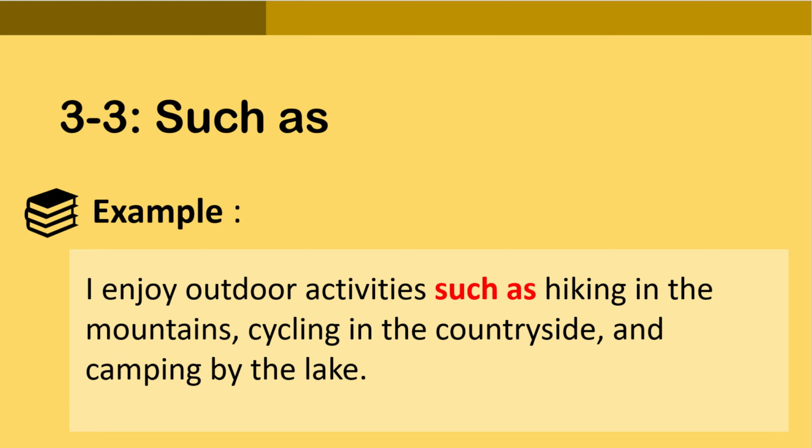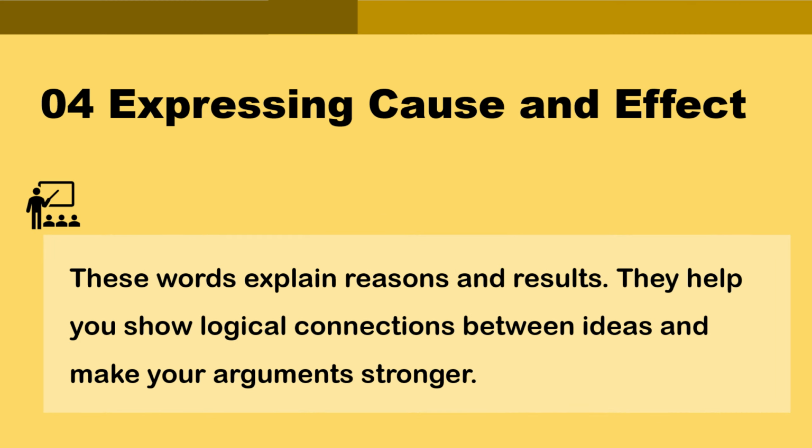3. Such as. Example. I enjoy outdoor activities such as hiking in the mountains, cycling in the countryside, and camping by the lake. 4. Expressing cause and effect. These words explain reasons and results. They help you show logical connections between ideas and make your argument stronger.